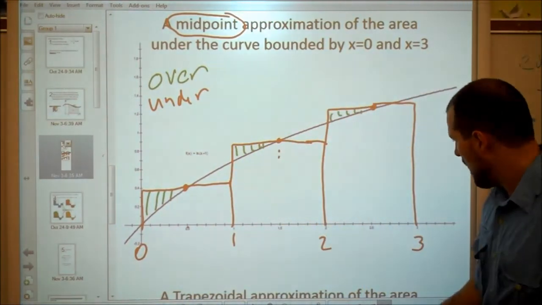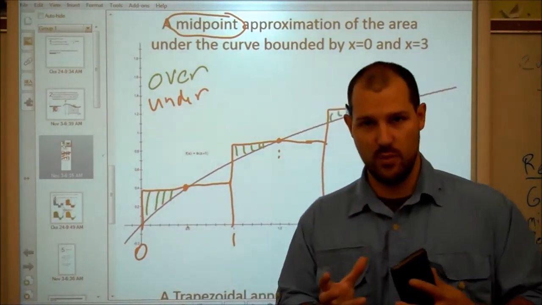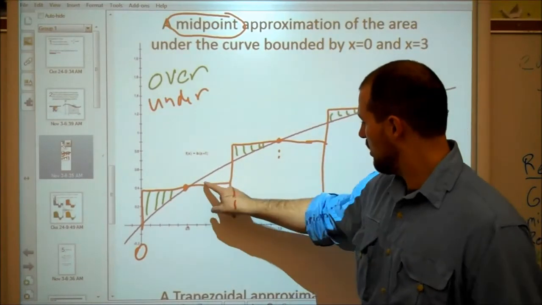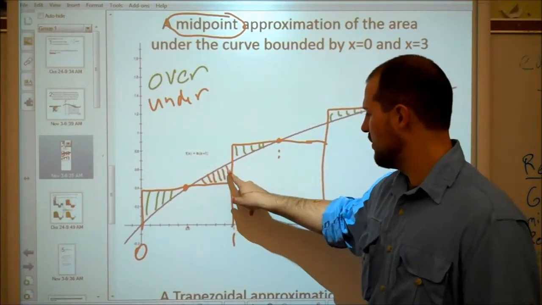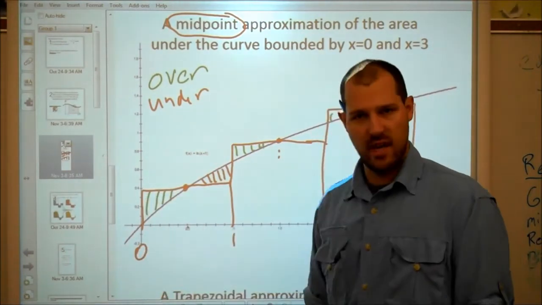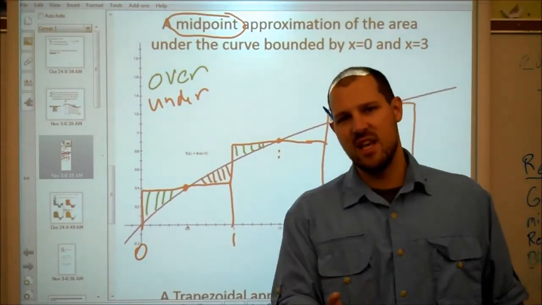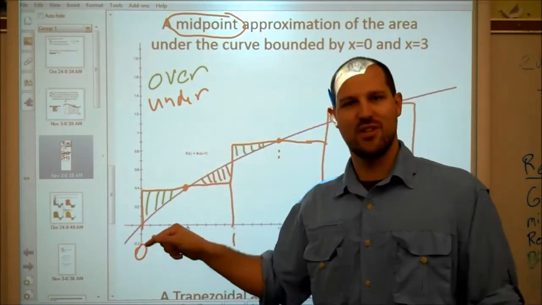In red, I'm going to shade the part that's an under approximation. So the parts that are missing is what I mean by that. So like right here, this area is underneath the curve, but it's not actually shaded in, it's not covered by a rectangle. But look at this. The green and the red, they're not exactly the same necessarily, but they kind of cancel each other out.